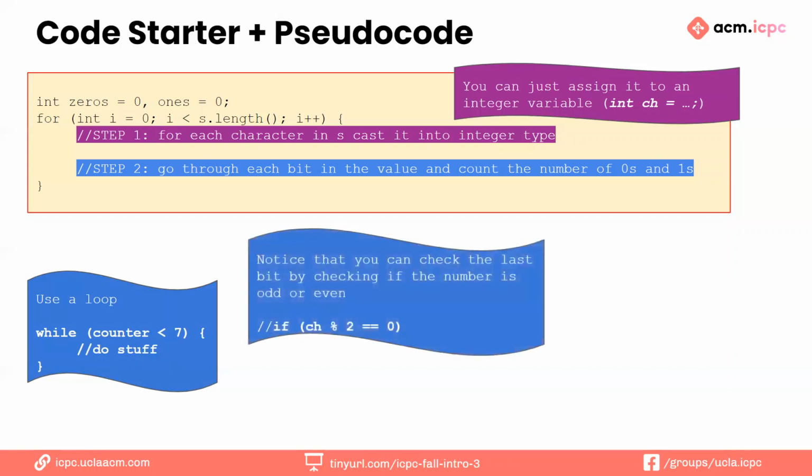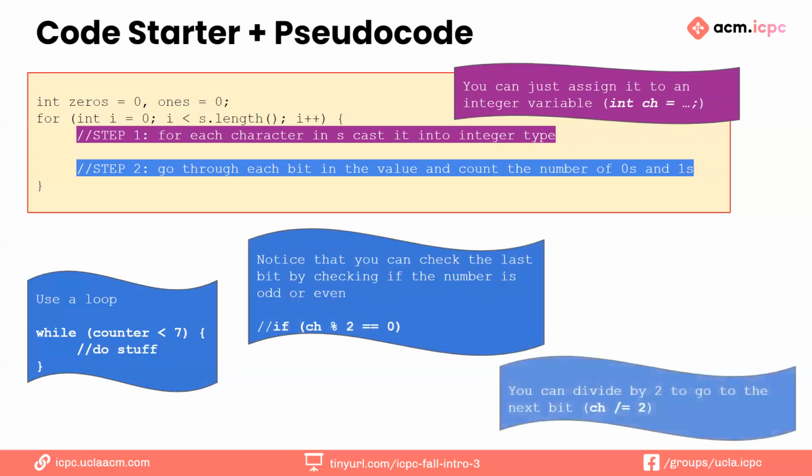Next hint I have is you can check the last bit, just like we did in previous examples, by looking at the remainder of the value modulus 2. So if the remainder is 0, then the current bit is 0. If the remainder is 1, then the current bit is 1. And you can update your counters correspondingly. And finally, to go to the next bit, just like we did before, we can use integer division. So simply divide the number by 2. So hopefully this is helpful.